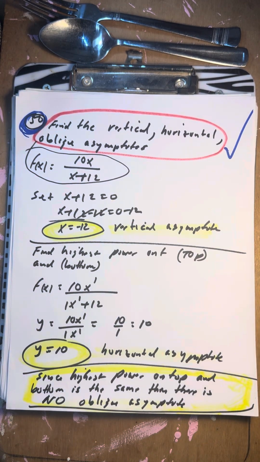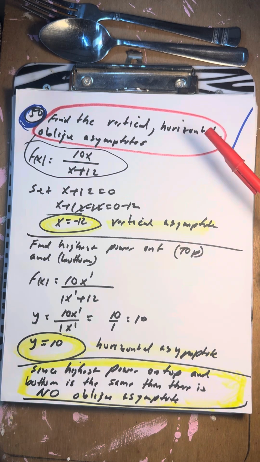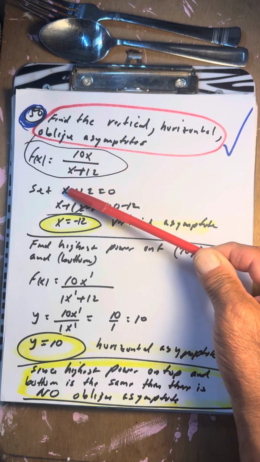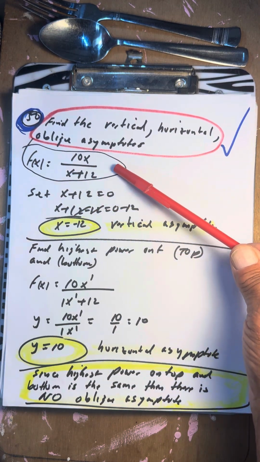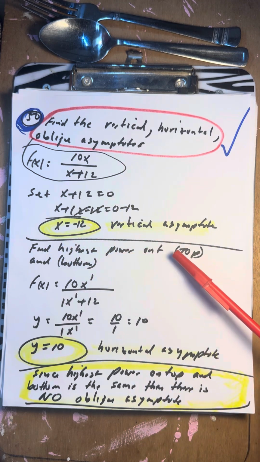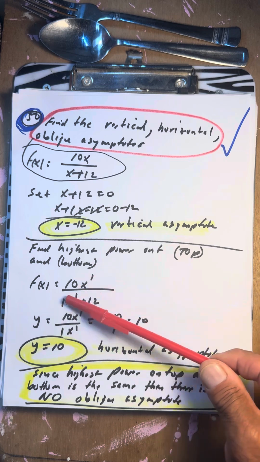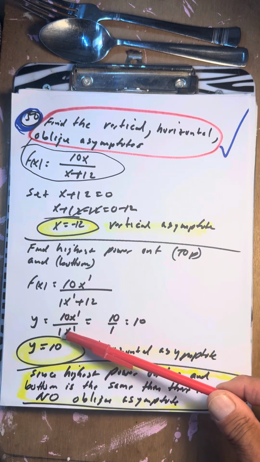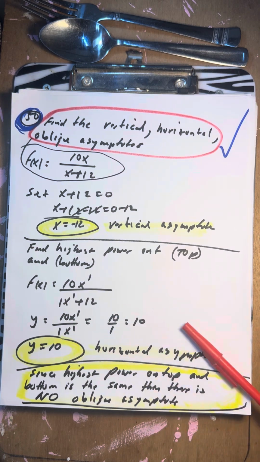The reciprocal function. Find the vertical, horizontal, obliques. To find the vertical, set the bottom denominator equal to 0. X plus 12 equals 0, minus 12 on both sides, so x equals negative 12. That's the vertical. The highest power on the top and the bottom is x to the 1, x to the 1. Simplify a little bit, it's going to cancel out. So you have 10 over 1 is 10. So y equals 10 is the horizontal asymptote.